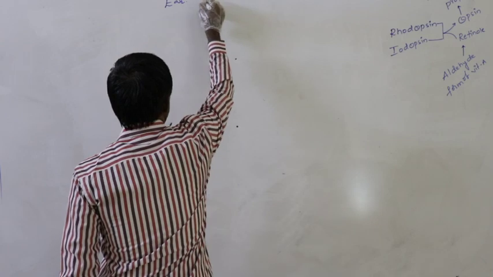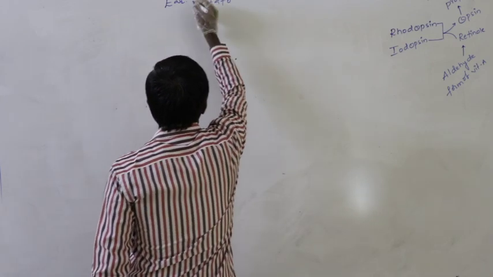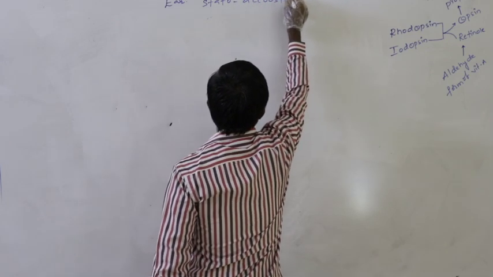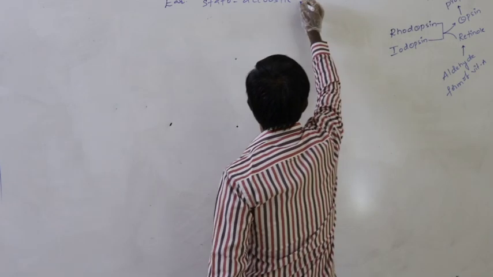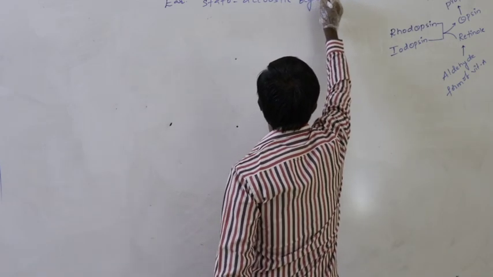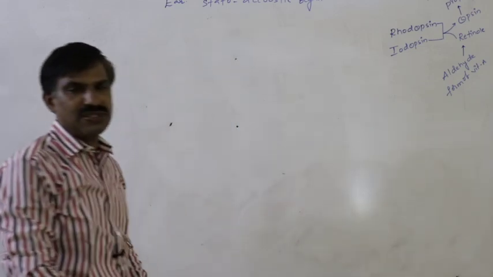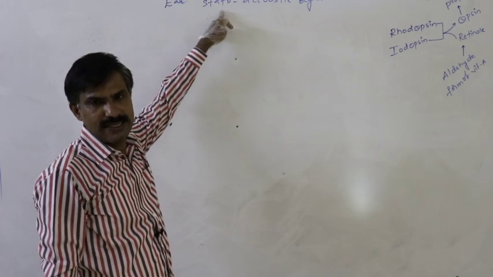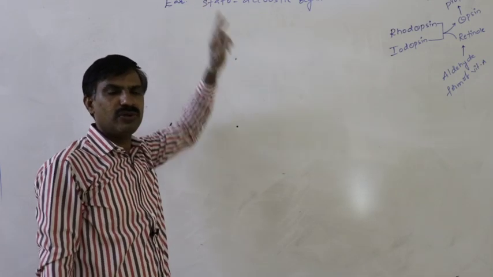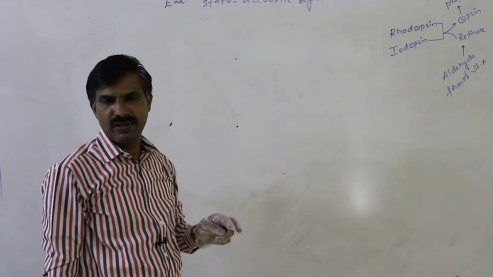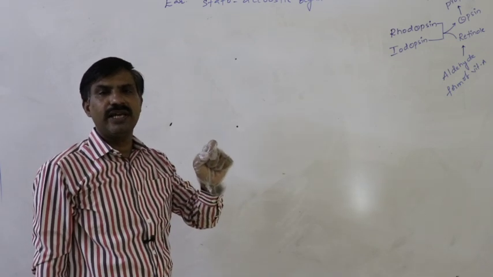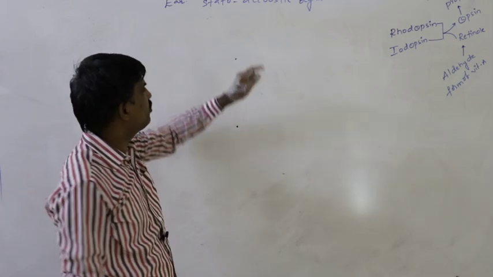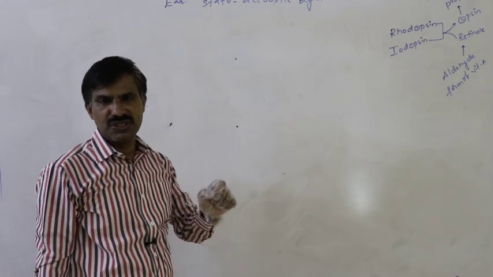This is also called the statoacoustic organ. What is the meaning of this stato? Equilibrium or body balance. The ear is not only useful for hearing sound, it is also useful for the maintenance of body balance. Due to that reason, it is said to be the statoacoustic organ.